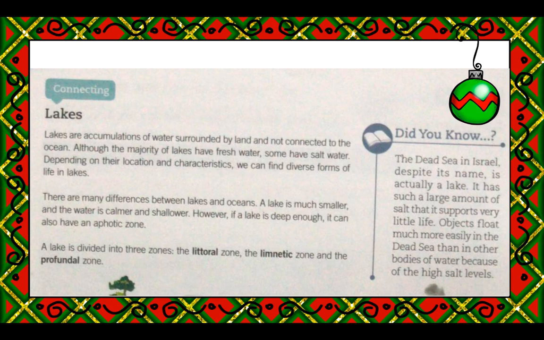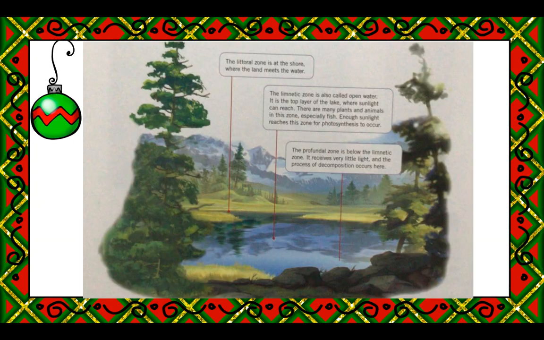There are many differences between lakes and oceans. A lake is much smaller and the water is calmer and shallower. However, if a lake is deep enough, it can also have an euphotic zone. A lake is divided into three zones: the littoral zone, the limnetic zone, and the profundal zone.